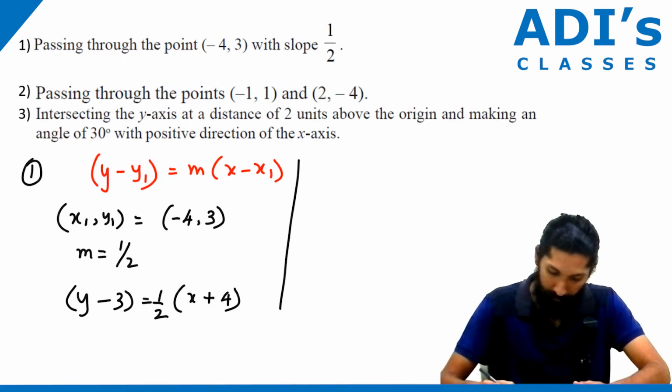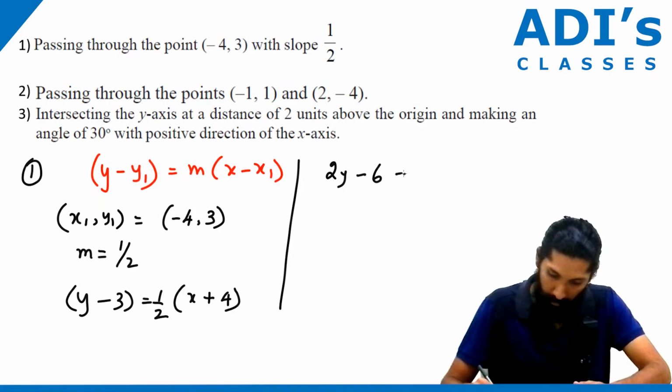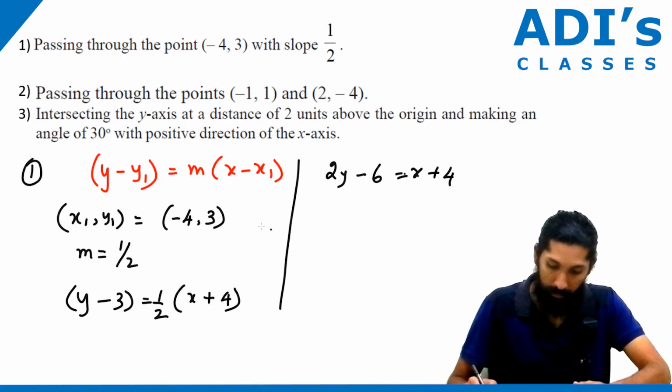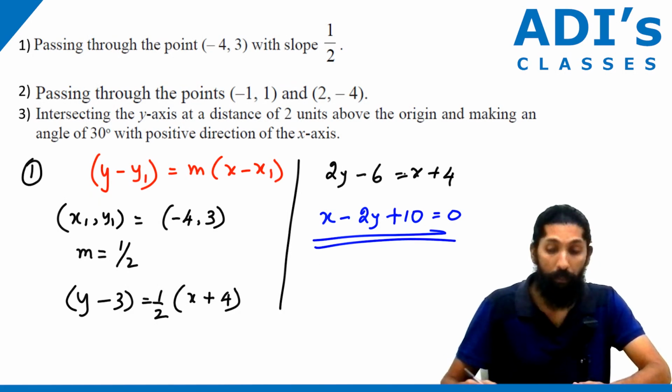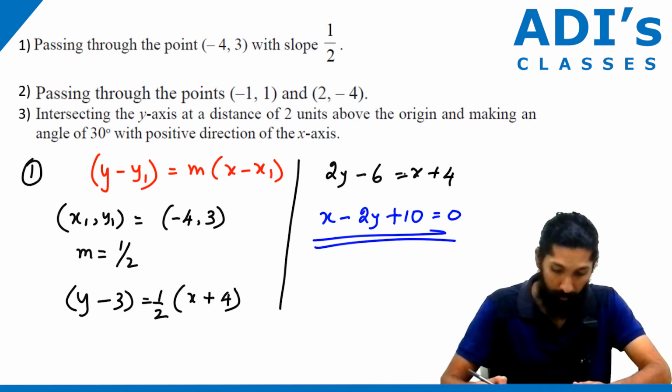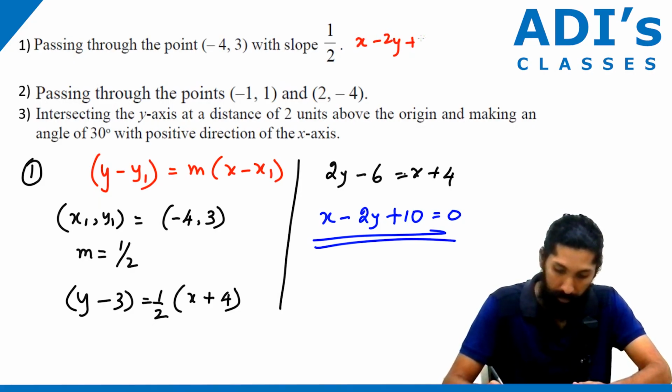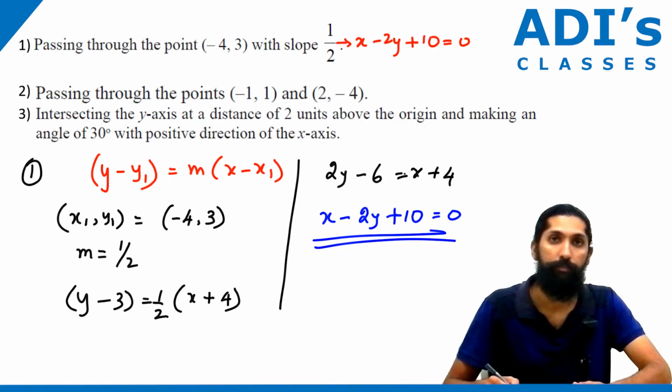So you are going to have 2y minus 6 is equal to x plus 4. So take the 2y this side. So finally your answer is going to become x minus 2y plus 10 is equal to 0. So this becomes the answer. That means for the first question, the equation of the line is x minus 2y plus 10 is equal to 0. This is the answer for the first question. Fair enough?